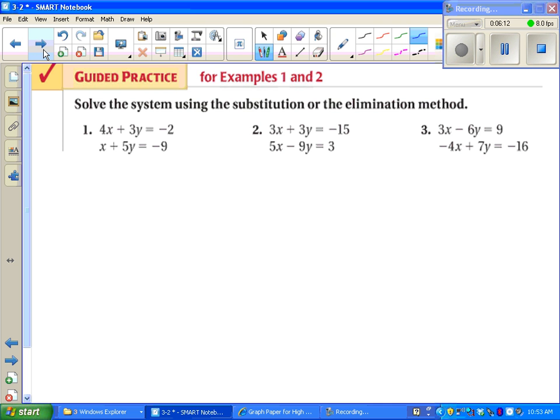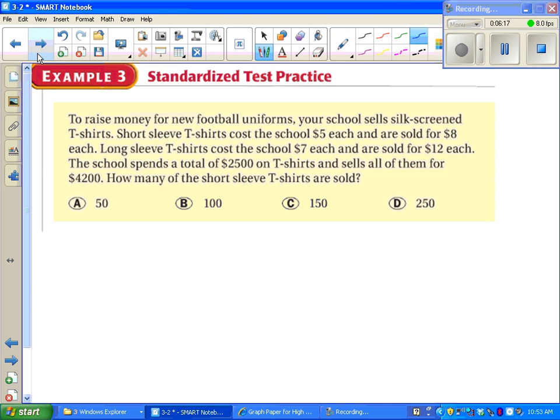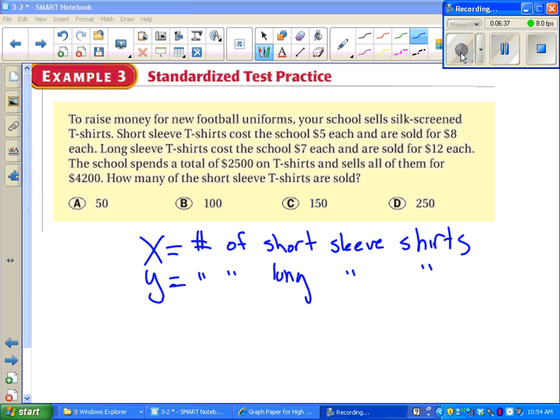At this point, you can pause the video, try these on your own, or you can do those later. All right, pause the video, read the problem, make sure you understand what's going on, then we'll talk about it. Looks like we want to know how many short sleeve shirts are sold. We can call that x, which makes y perhaps the other thing that we don't know, the number of long sleeve shirts that are sold. We've got enough information here for 2 equations.